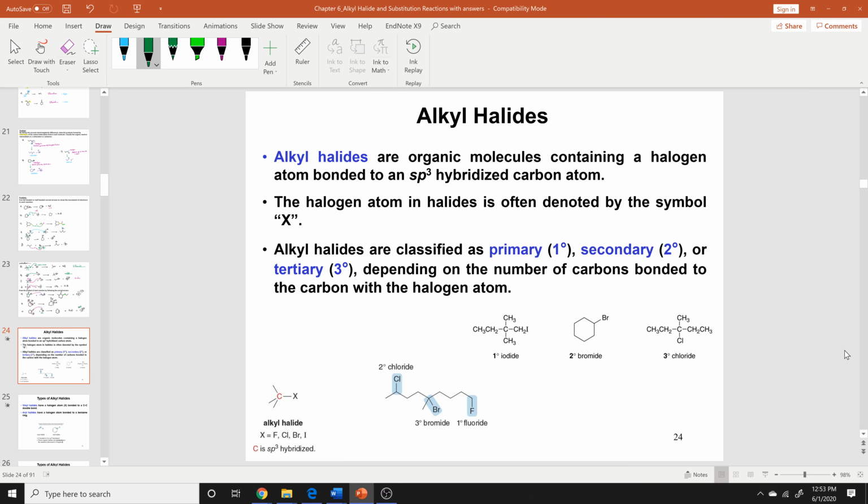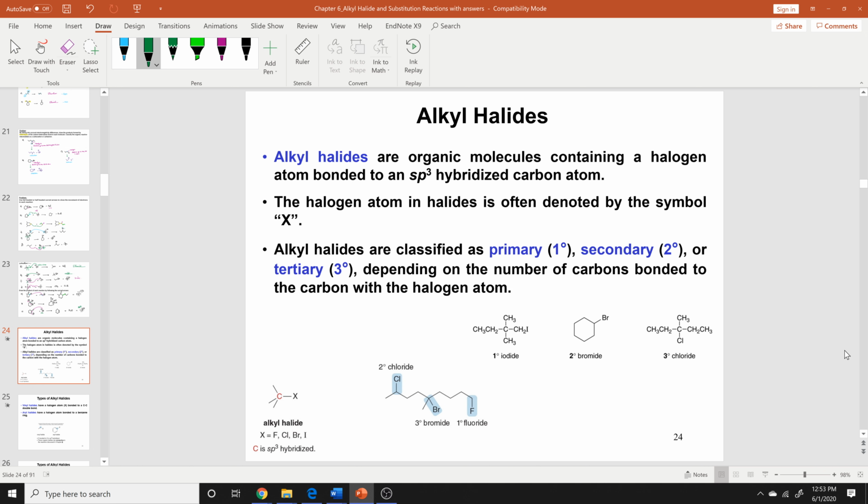In the second part of this chapter, we will talk about the substitution reactions of alkyl halides. Let's first start with a brief introduction of alkyl halides. These are one type of functional group, and the halides, normally represented as an X, can be either an iodine, a bromine, or a chlorine.